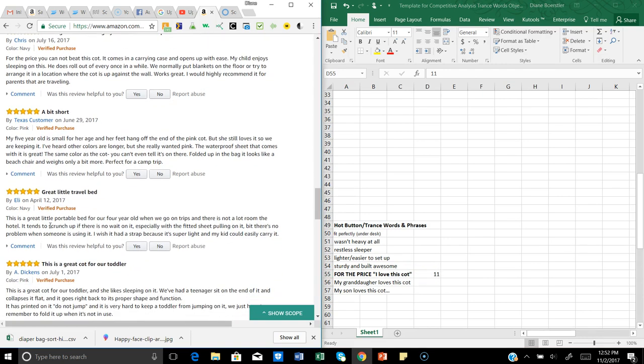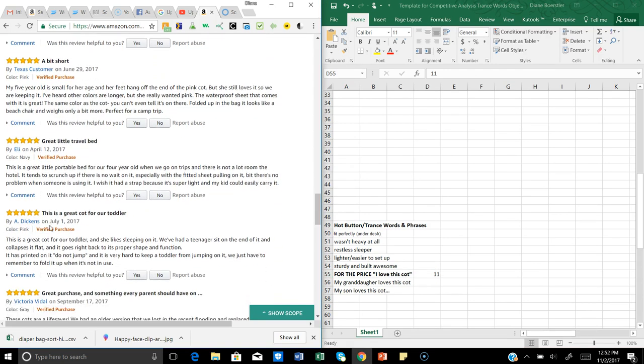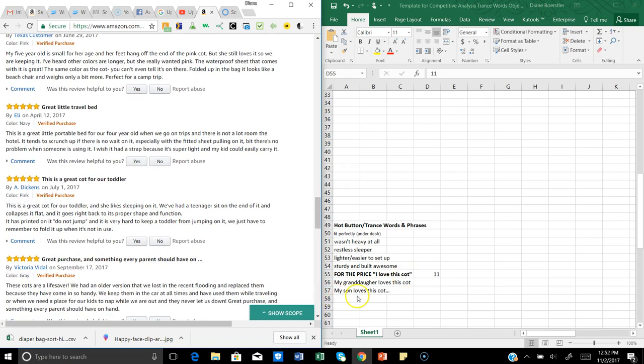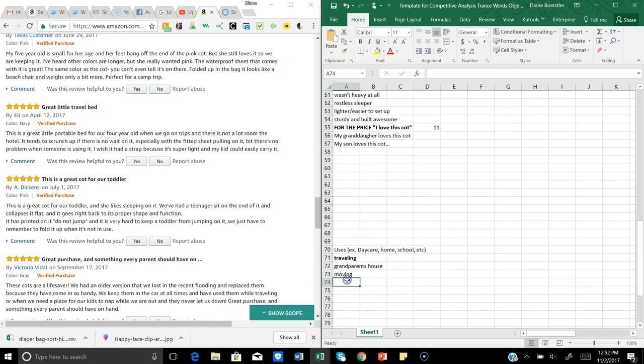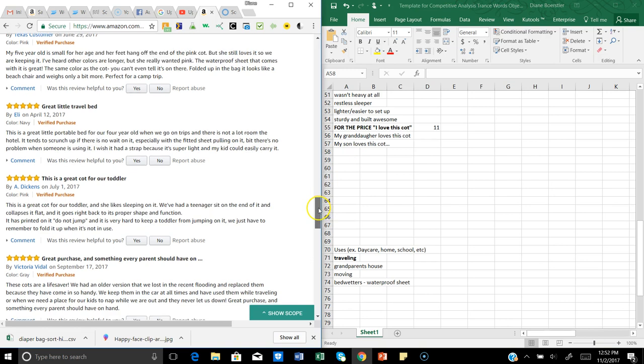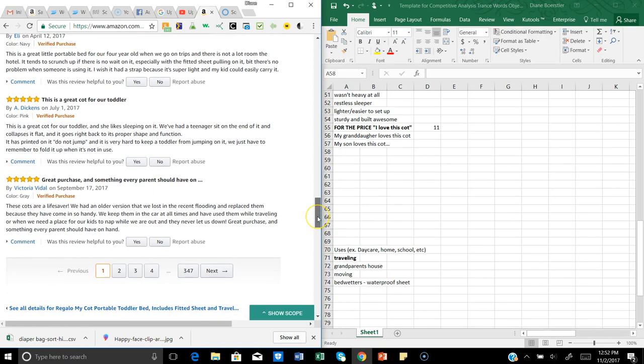Okay, so let's see here. Waterproof sheet was a big one. The reason the waterproof sheet would be important is kids drinking water or bedwetters. So if it comes with one, highlight it. If not, make a point to overcome that objection. We'll go over how to do that in upcoming modules.